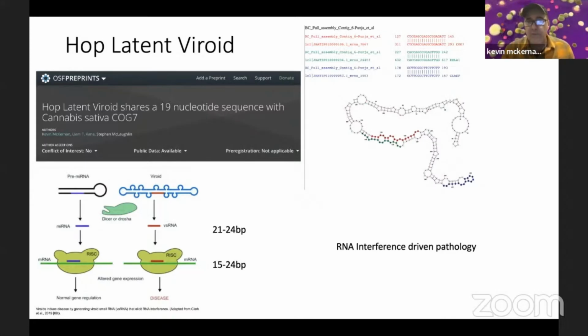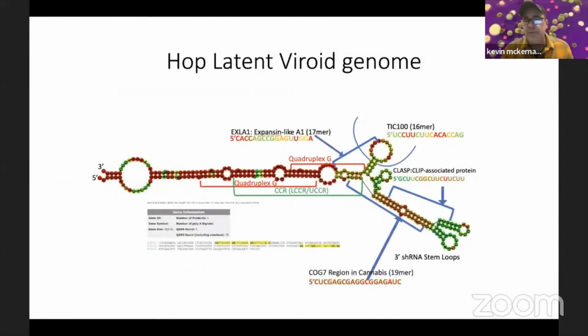All right, so let's walk through what some of these things are. So the first thing we did is we started putting these hop latent viroids through a variety of bioinformatic tools to characterize them. And one thing that stood out is there is this central control region called the CCR that doesn't change as much as the other parts of the viroid. Mutations in here aren't seen as frequently.